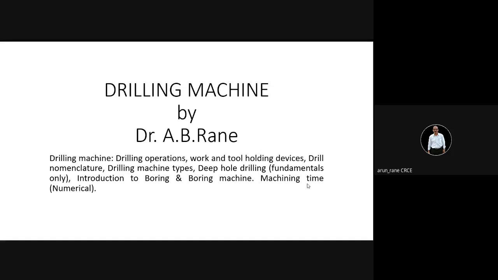Now the machining time numerical for drilling is the same as for the lathe machine and the milling machine. The only difference between milling and lathe is that in a milling machine the feed is many times expressed in terms of millimeter per revolution per tooth. That's all. Otherwise all the numericals on lathe, drilling, and milling machines are the same.